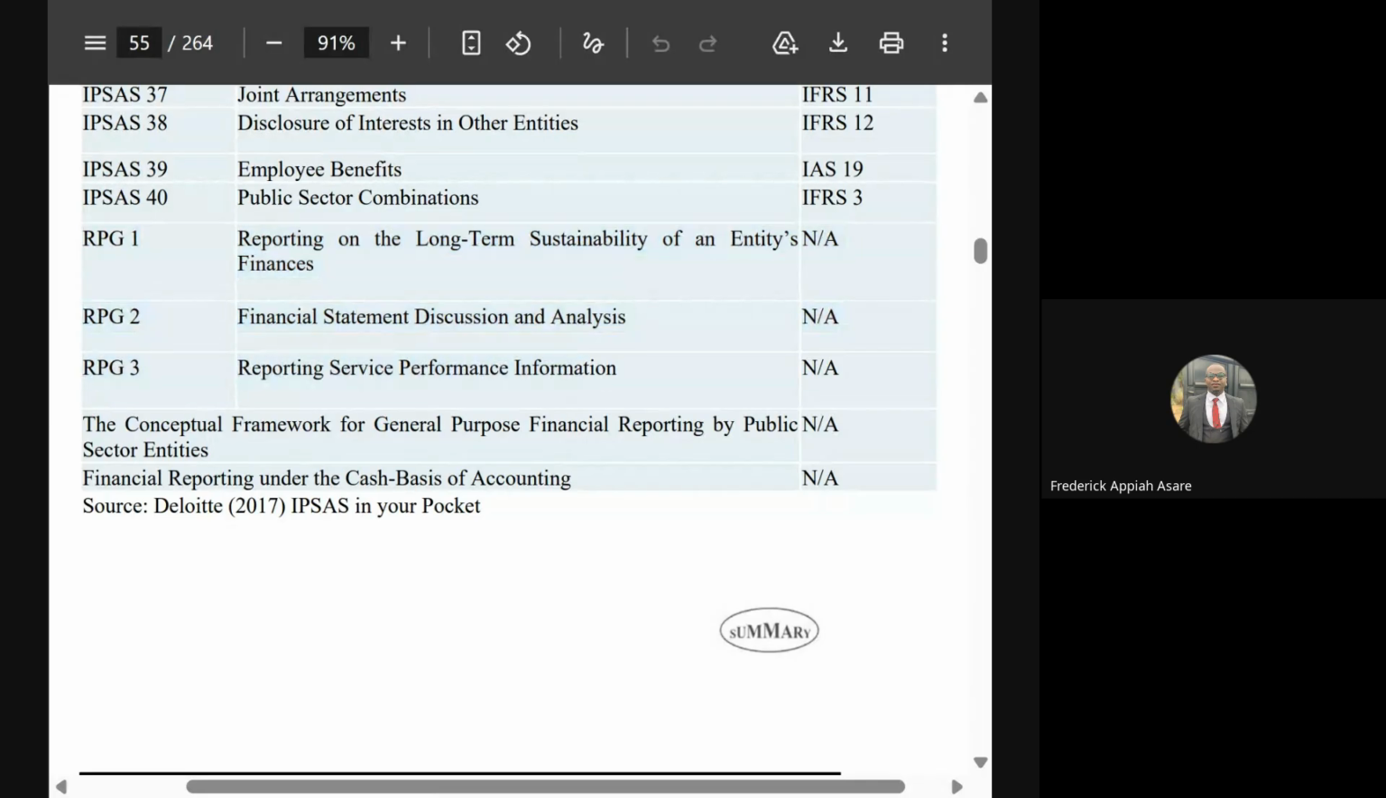Like IPSAS 1 to IPSAS 40, these are all part of the actual standards that they have established. By these ones, which is the RPG, the Recommended Practice Guidelines, it is like a recommendation that they have made that you can use or you can decide not to use. The IAS people haven't developed some yet. That's why you can see nothing attached to it.